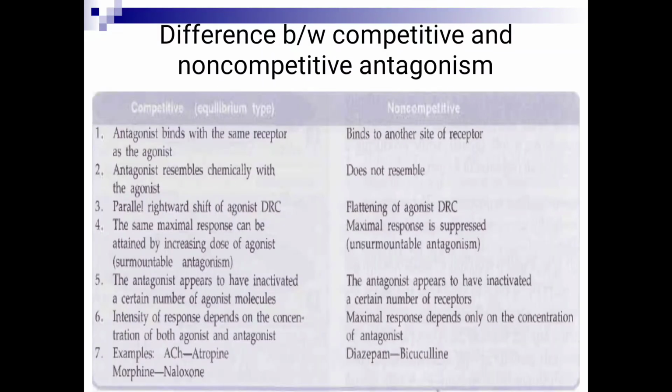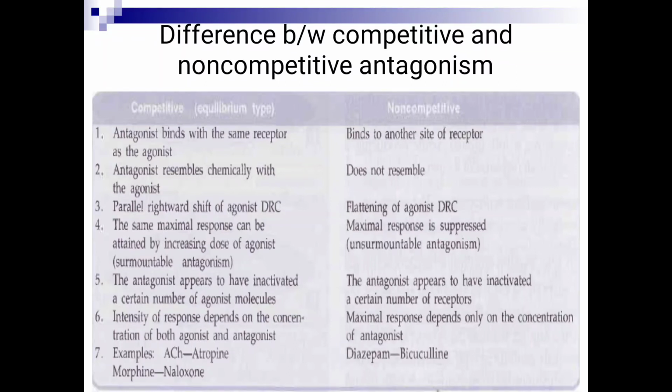What is the difference between competitive and non-competitive antagonist? So competitive antagonism, that agonist and antagonist resemble, bind to the same site. It depends on the concentration of both agonist and antagonist. And its example in non-competitive, antagonist binds to the allosteric site. It does not resemble the agonist, and mainly concentration depends on antagonist.